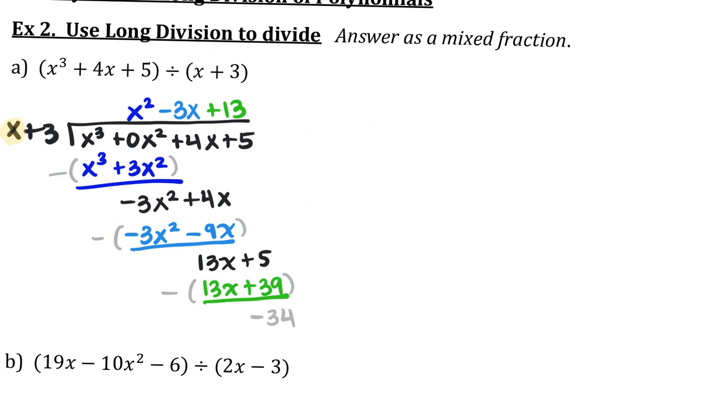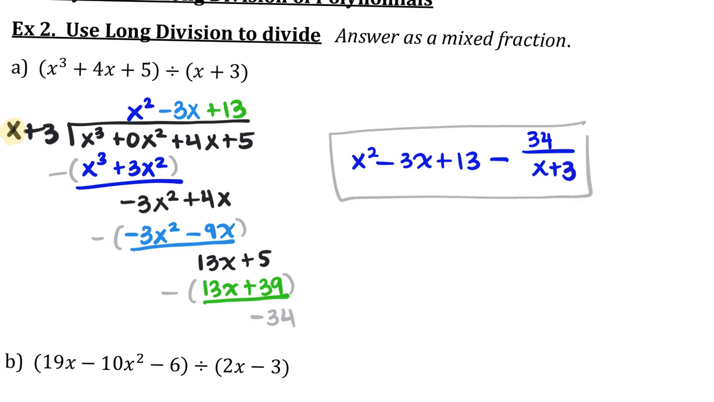So that's my remainder. X squared minus 3x plus 13. It's a negative 34, so you can put plus negative, or you can write the minus and then the 34. And then that is my answer as a mixed number.